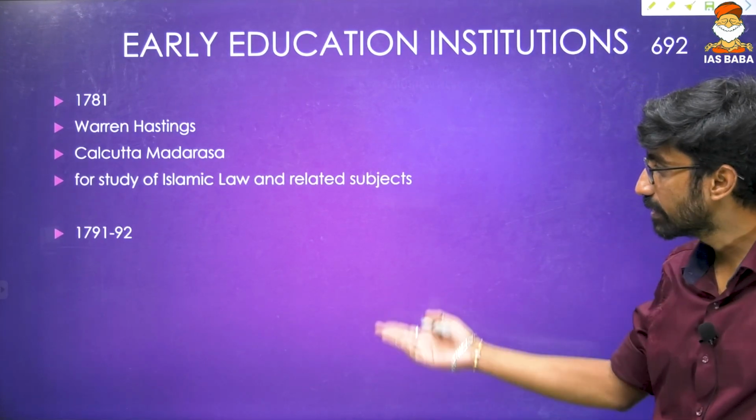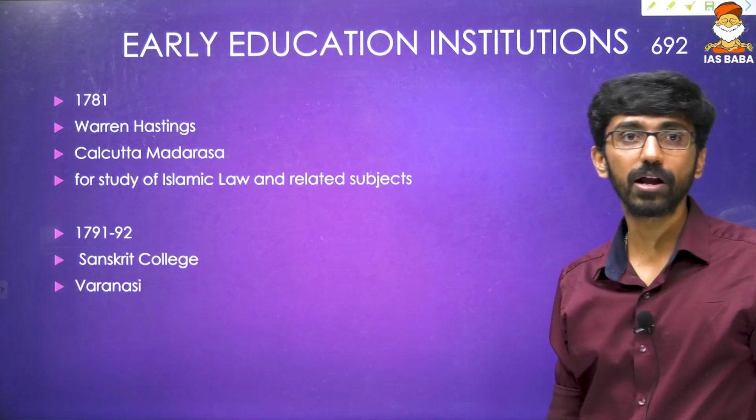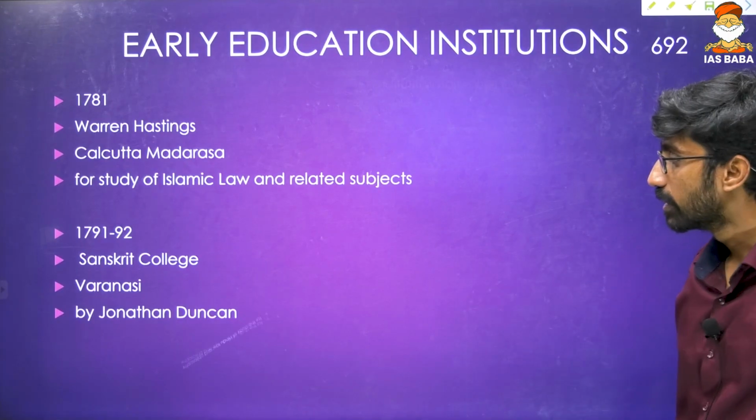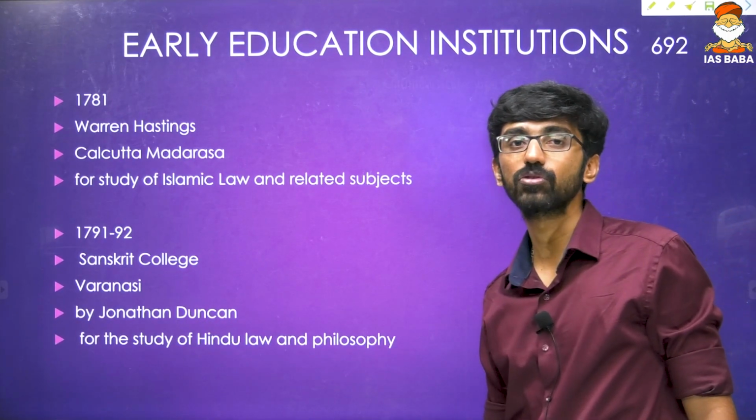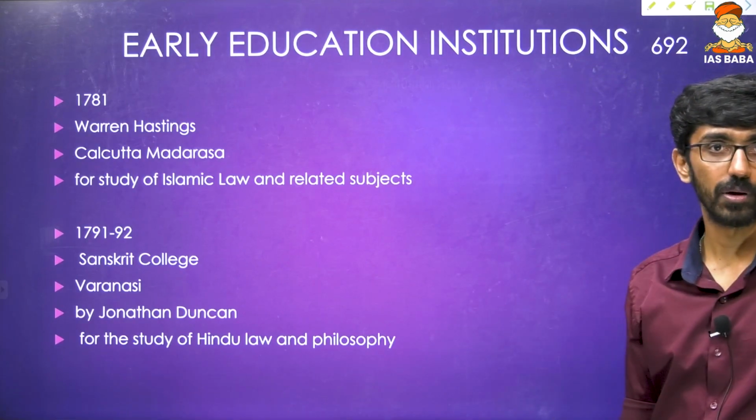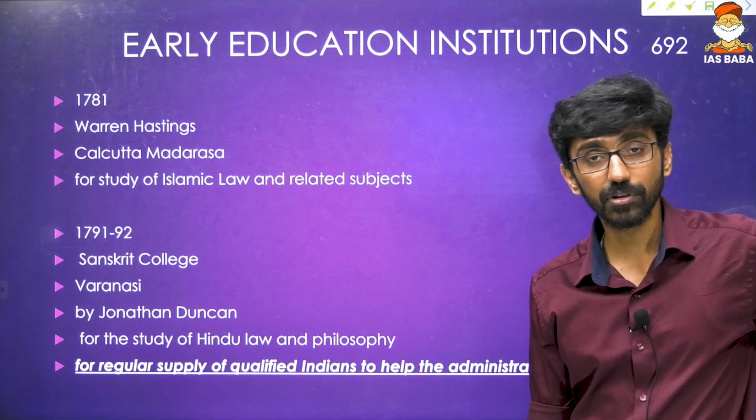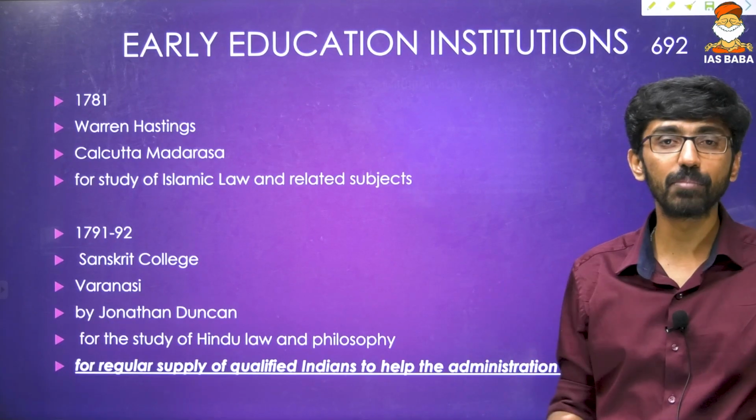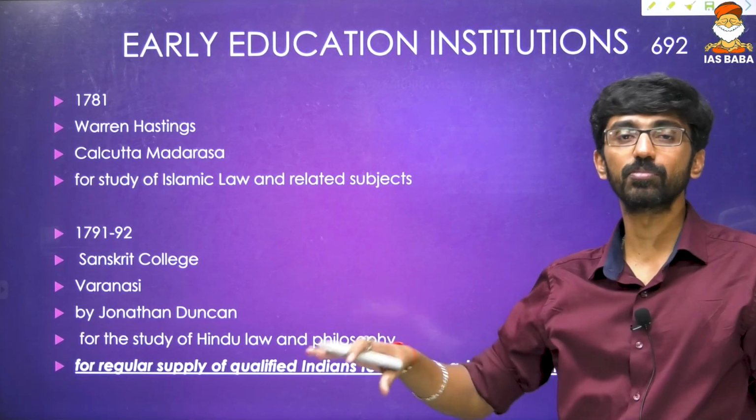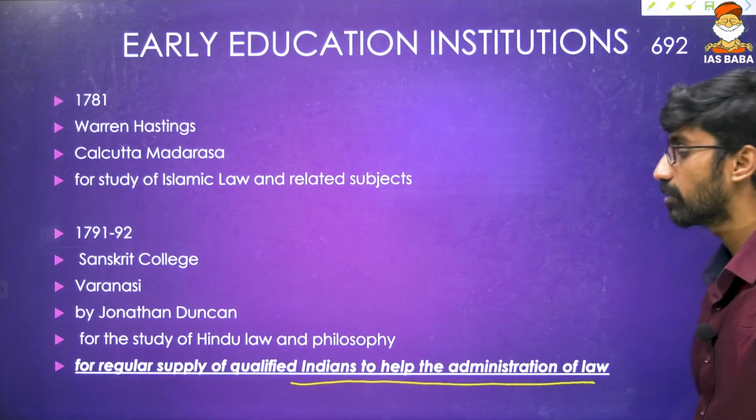And then in 1791-92, they established the Sanskrit College by Jonathan Duncan at Varanasi. Why? To study Hindu laws, because they required both laws to administer this country, since the Hindu population was the majority population. And these two institutions were established for a regular supply of Indian people who knew these laws, and they could educate Britishers in these laws too. That is, supply of qualified Indians to help the administration of law.